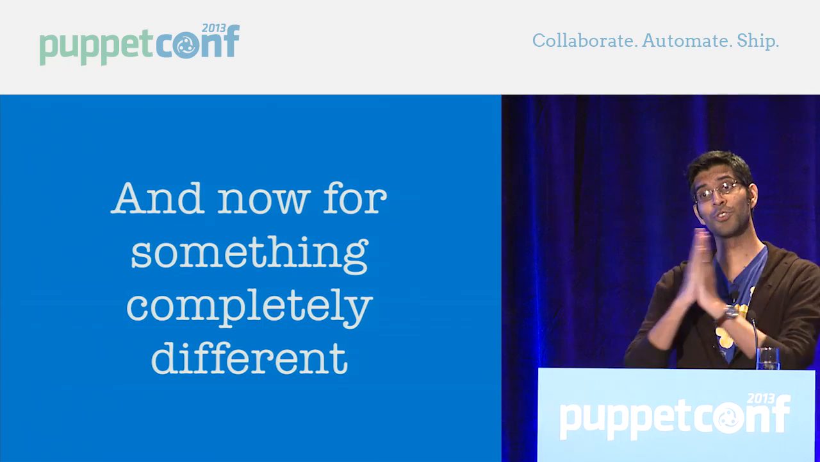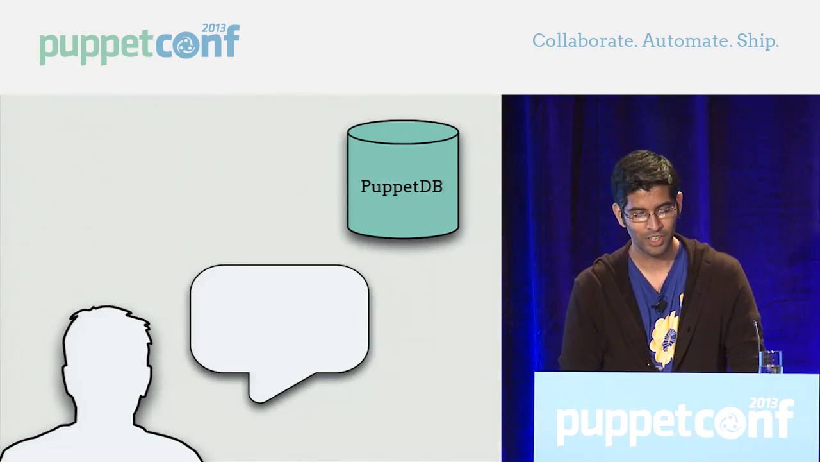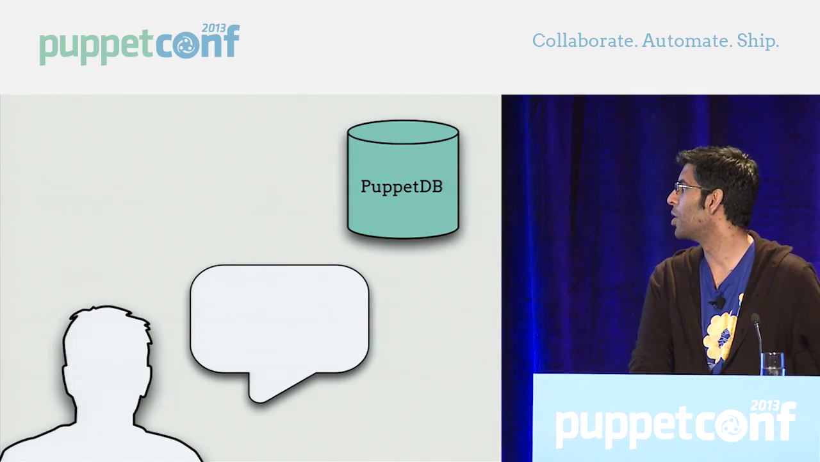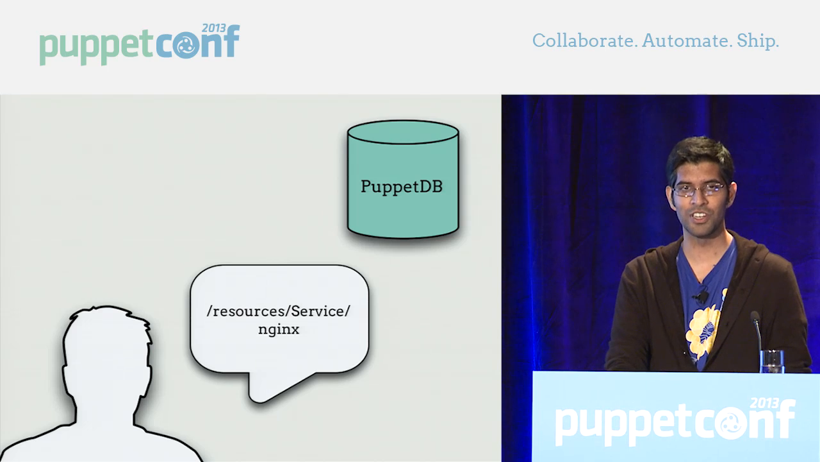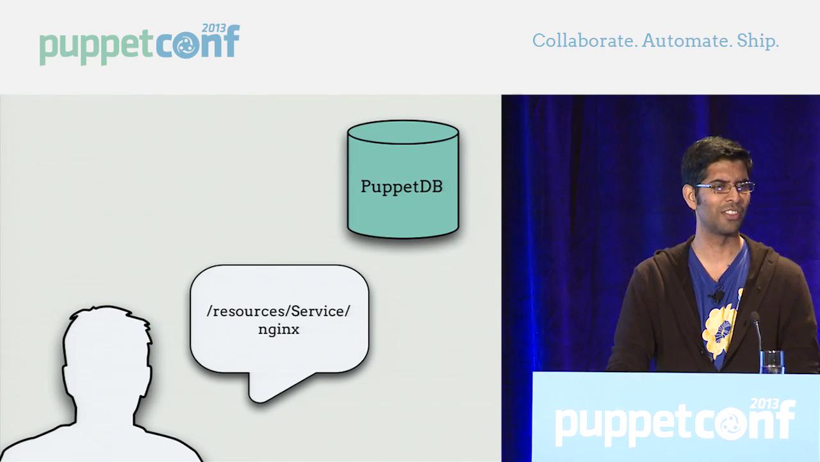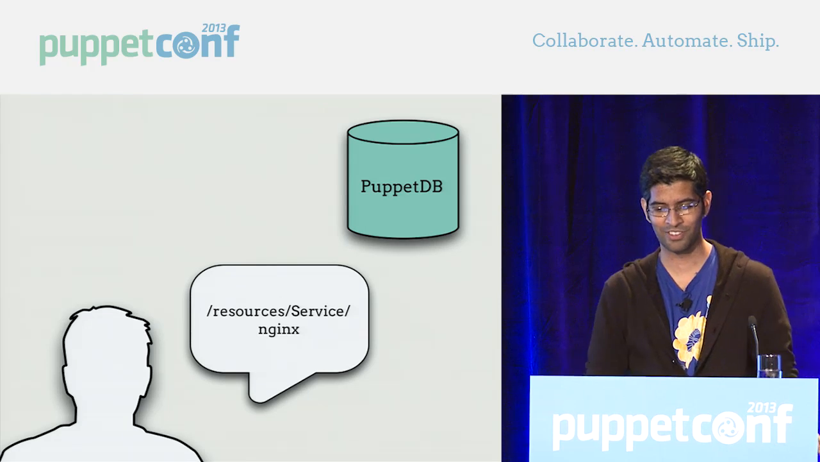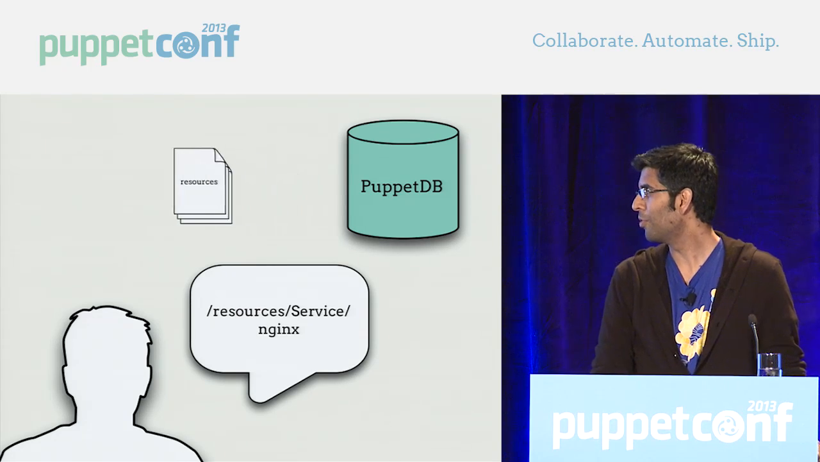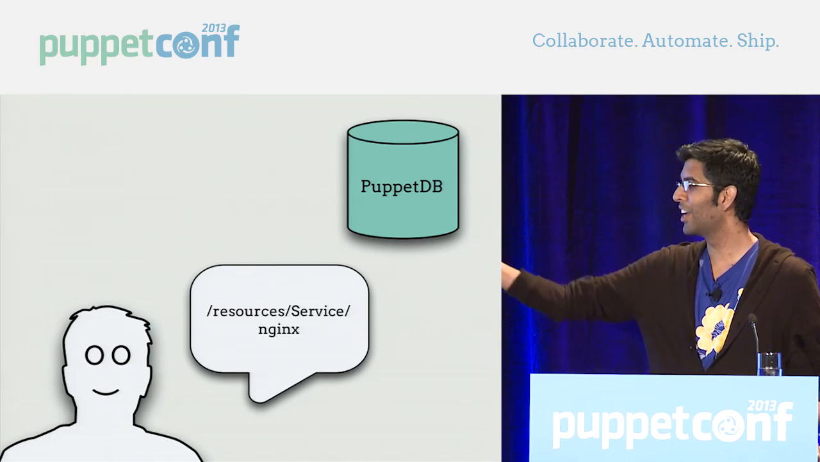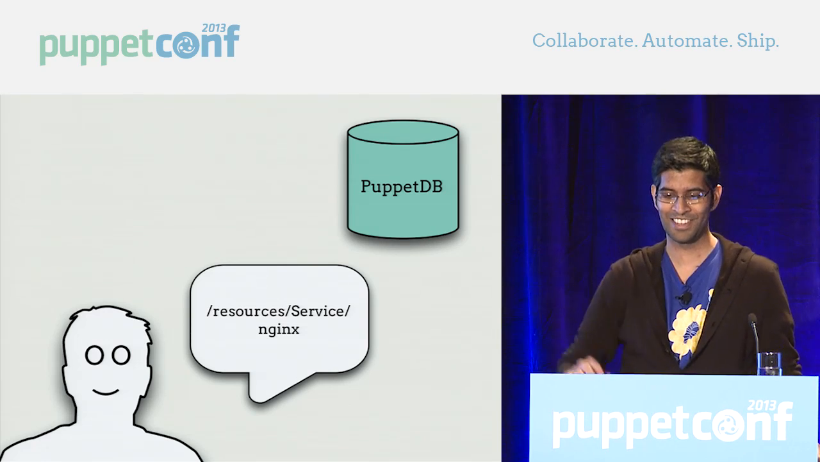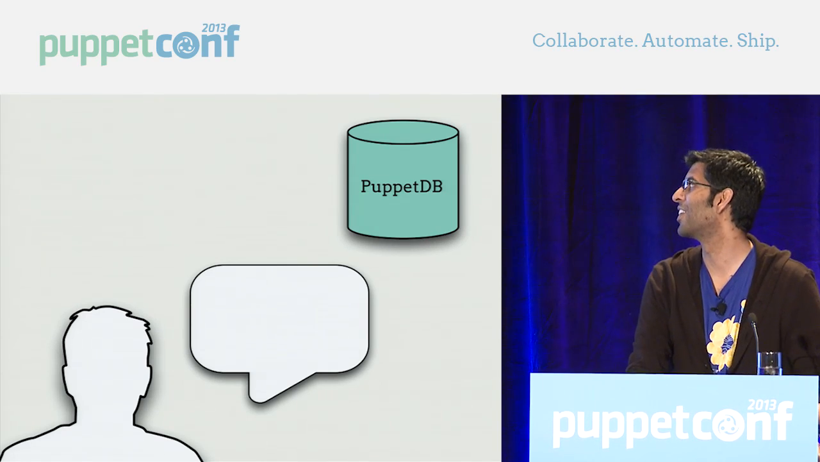Okay, so now for something completely different. The new world. I want to ask PuppetDB a question, like, I need to know all the machines that have Nginx running. I could just do a query, /resources/service Nginx. And it happily gives that back to me. And you have a smiley face. That's how you know it's better.